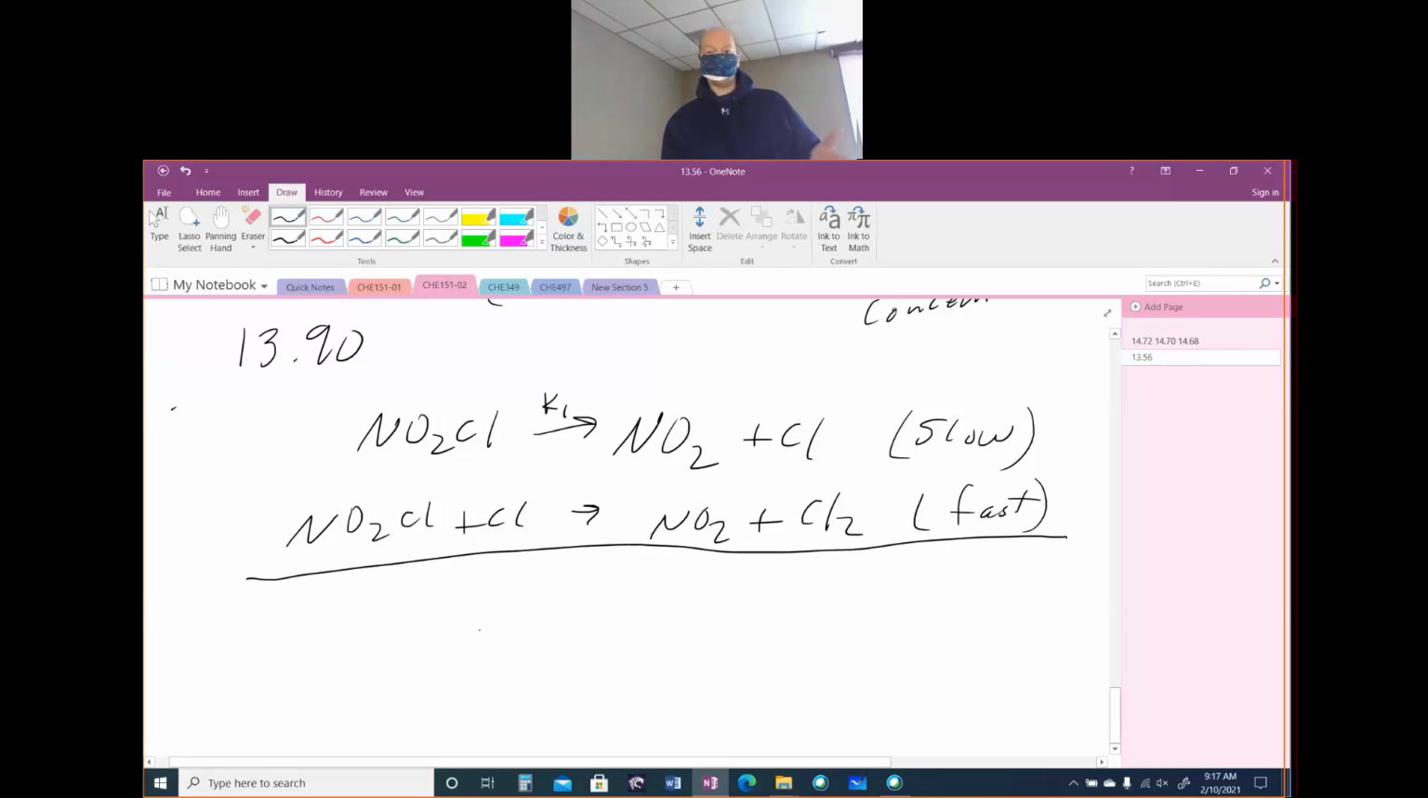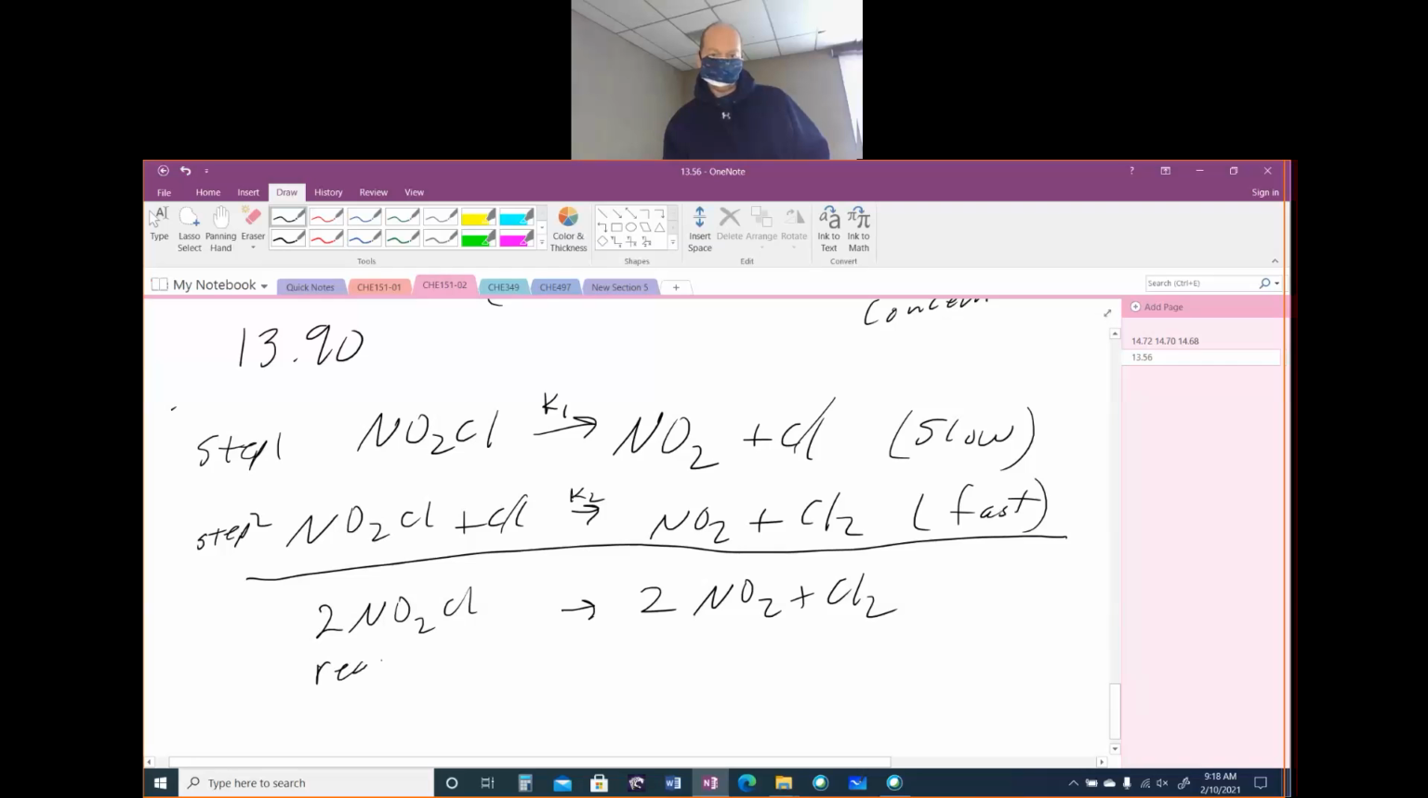All right, and so the first thing you're going to have to do is give the overall reaction. It should be very simple. We subtract 1 Cl from both sides. And so you have 2 NO2Cl. Oh, this was K2 because it's step 2. So this is called step 1. This is called step 2 of your mechanism. All right, and so that gives you 2 NO2s and a Cl2. Here's your reactants. Here are your products.